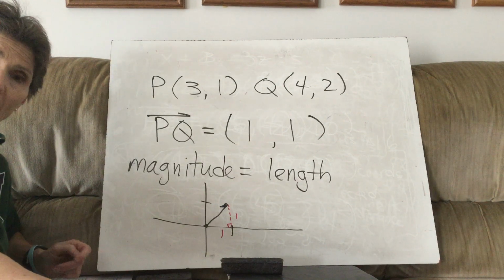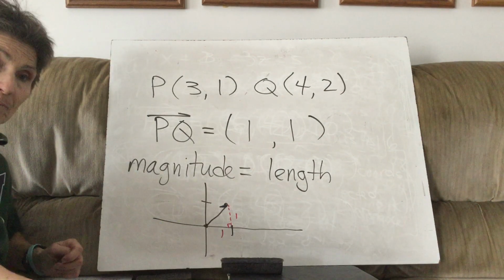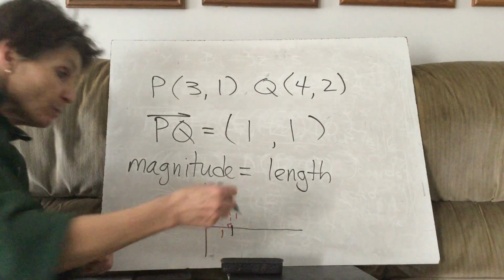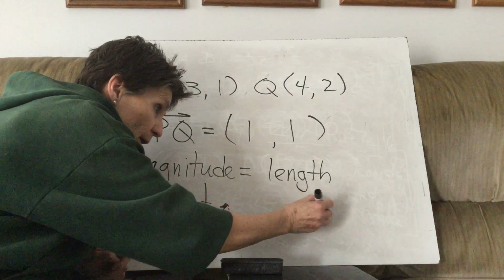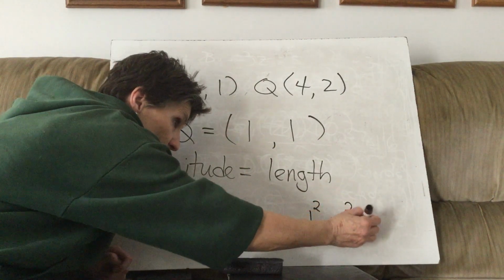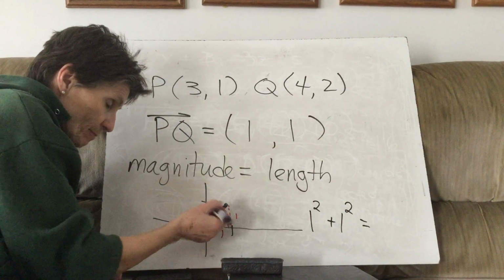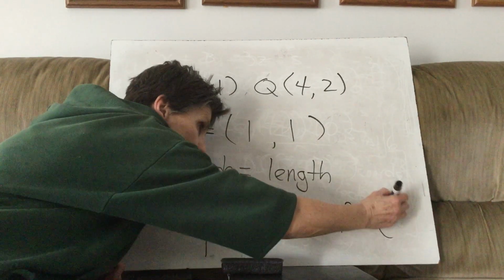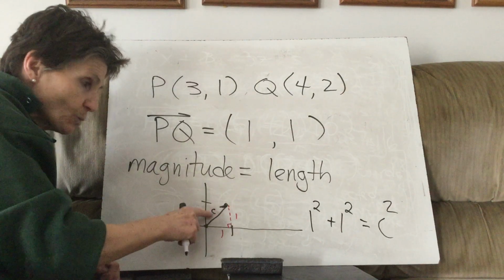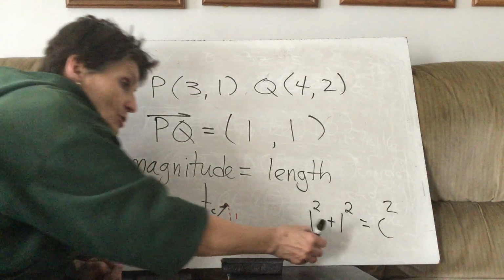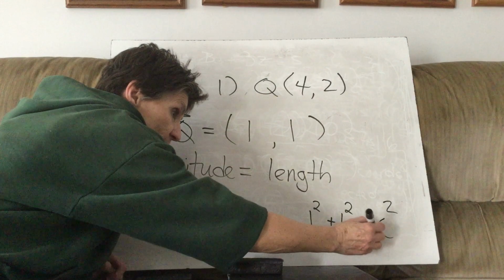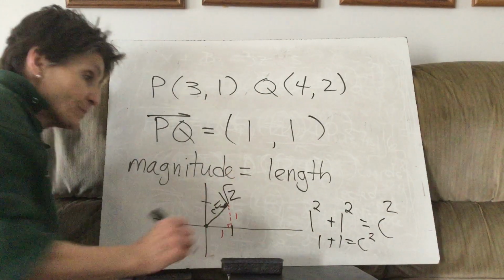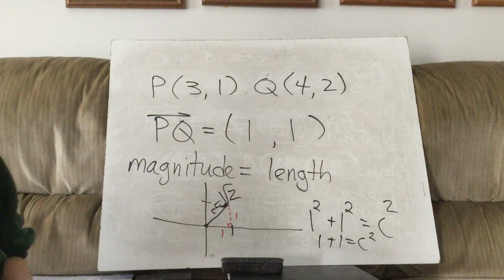How do we find the hypotenuse of a right triangle? You're right, we use the Pythagorean Theorem. So we would say 1 squared plus 1 squared equals, I'll call it C squared, like A squared plus B squared equals C squared. So 1 plus 1 equals C squared. So the magnitude of that vector equals the square root of 2.